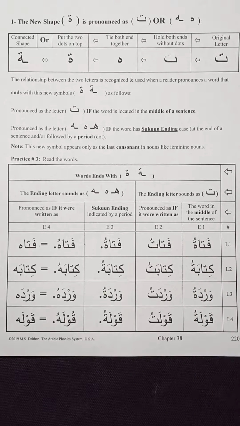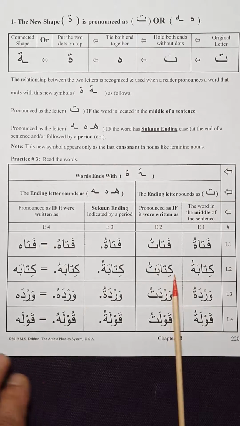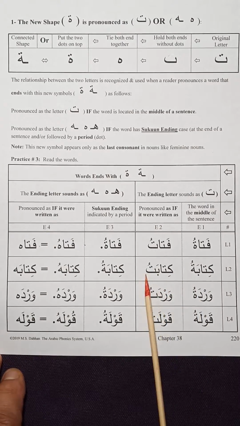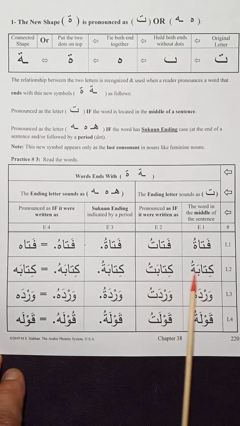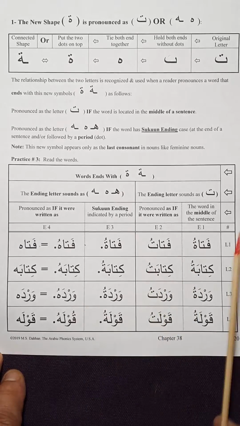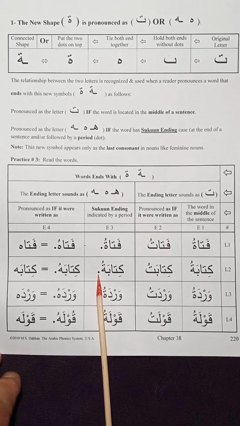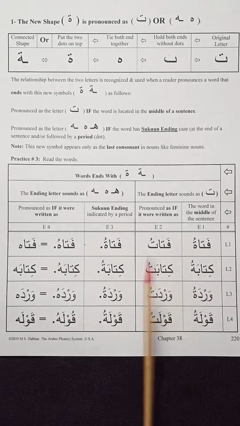It's not the end of the sentence or talk or speak. So we pronounce it as this, kitabatu. That's how we pronounce it. This one equal to this one. Now, if the same word has a dot after it, which means sukoon ending has to be applied.